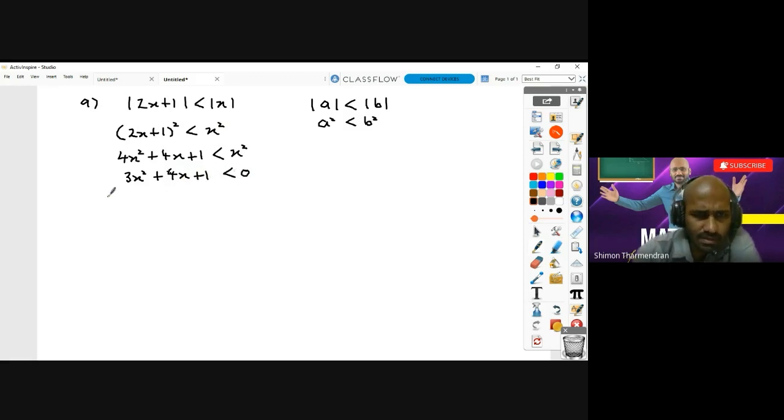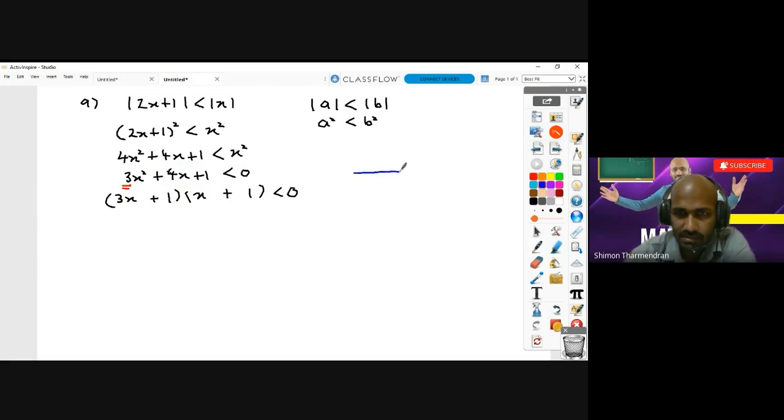We try and find the roots over here. We've got 3x and x, 1 and 1. 3 and 1 is 3x, plus 1x is 4x, and I want it to be less than 0. Now guys and girls, we need to sketch this. Don't do it like an equation, this is an inequality. So you need the baseline. We have an x-axis here. The smaller root is negative 1, and the bigger root is minus 1/3.